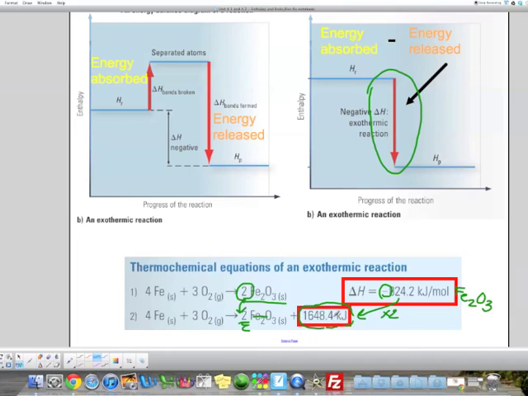energy as well. So that's it for 4.1, 4.2. Stay tuned for 4.3.